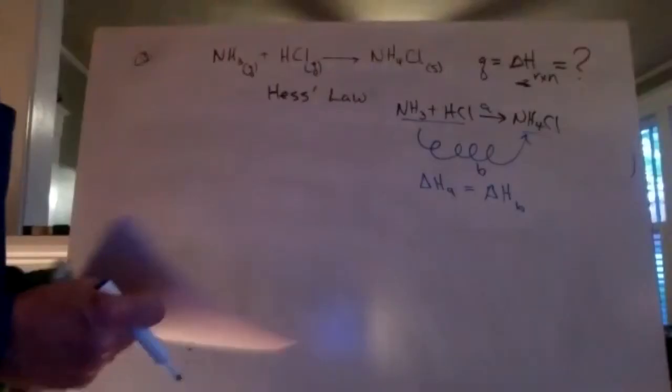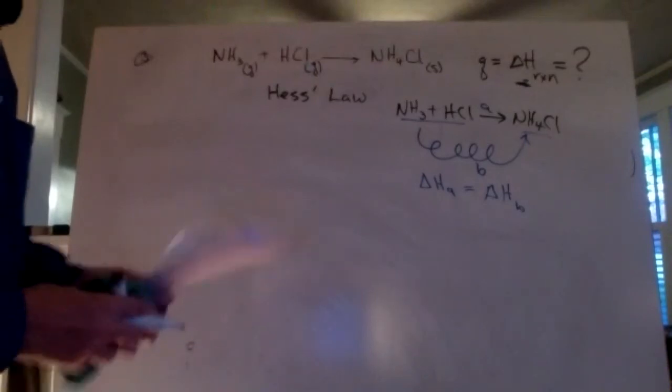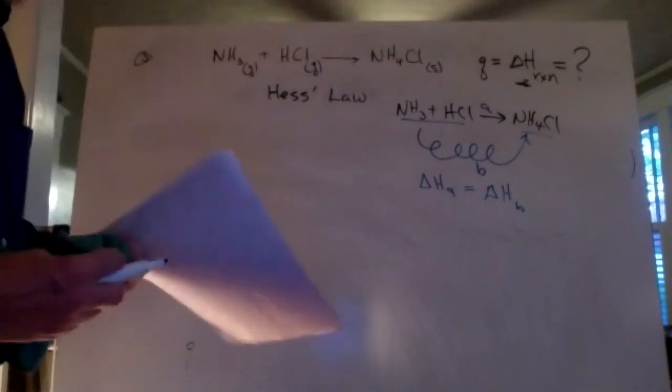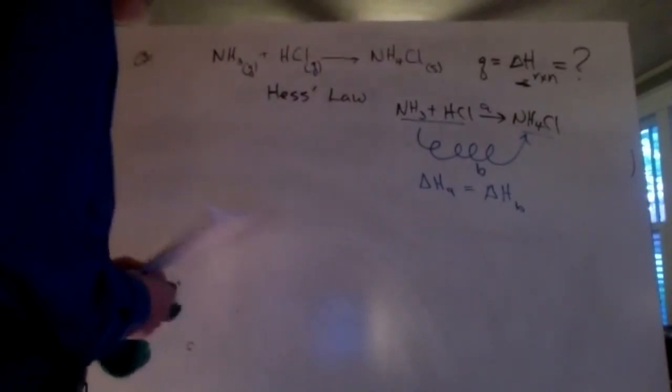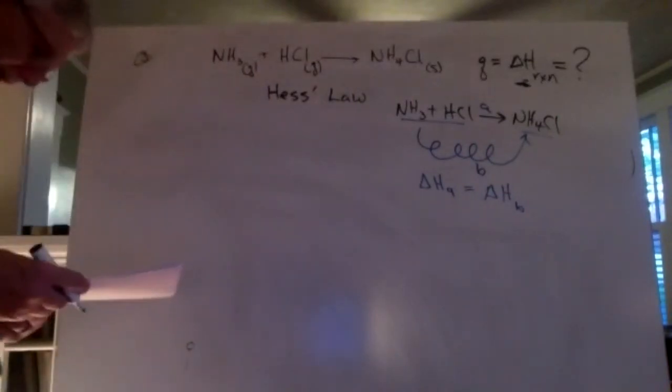So what we're going to do is not react this the way nature would and just create this directly from the collision of ammonia molecules with HCl. We're going to take an alternate pathway. And we're going to use the three equations that are given as part of this problem to create that alternate pathway. So the three equations are listed there.